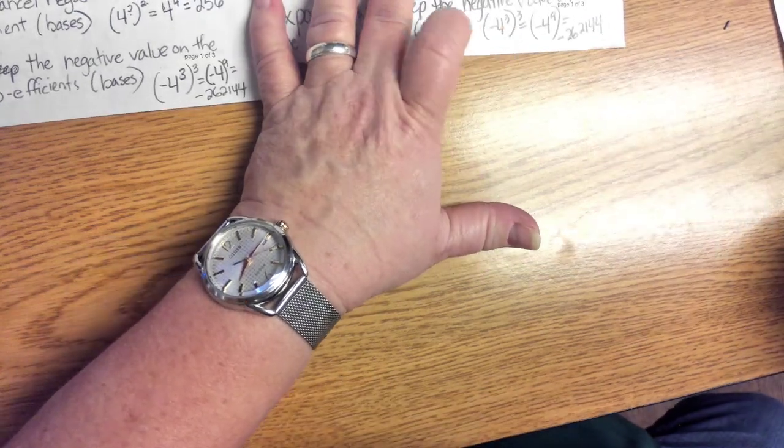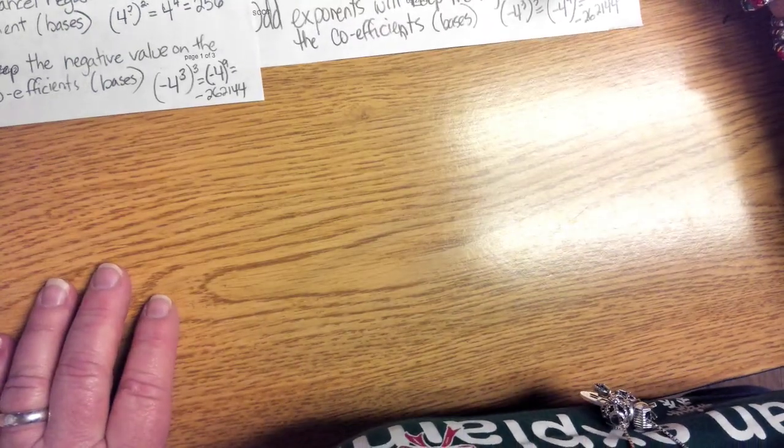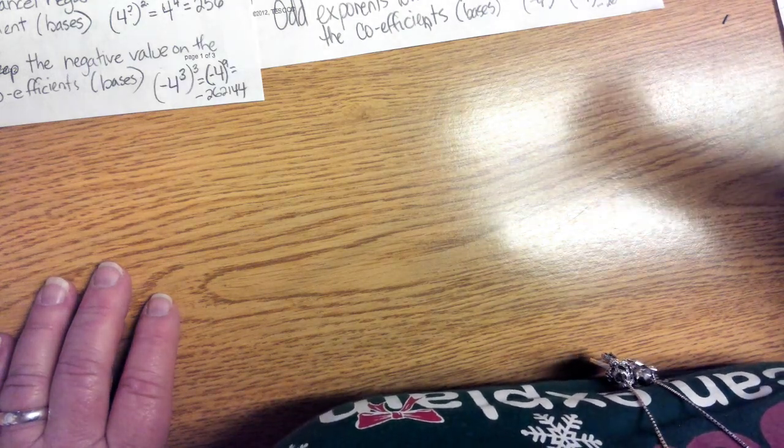Sorry, can't see that. I need the other side too. I know. Okay. So if you have even exponents, you're going to end up with a positive. That's one way to look at it. If you have odd exponents, if your exponent is odd, you're going to end up with a negative.